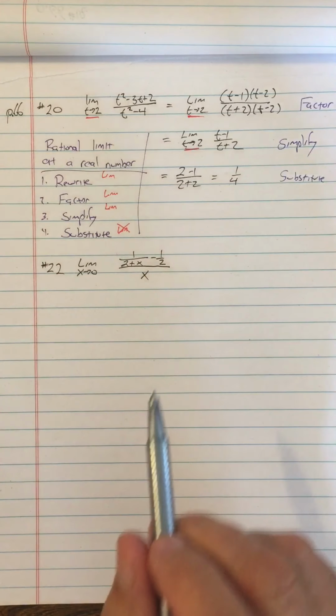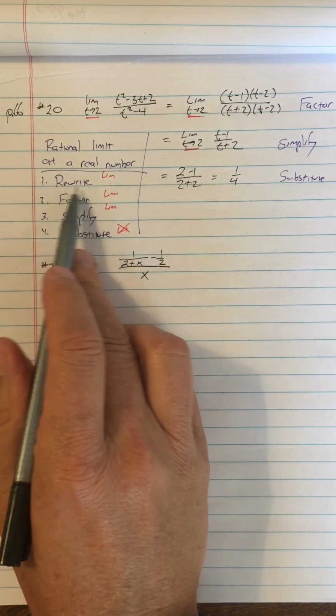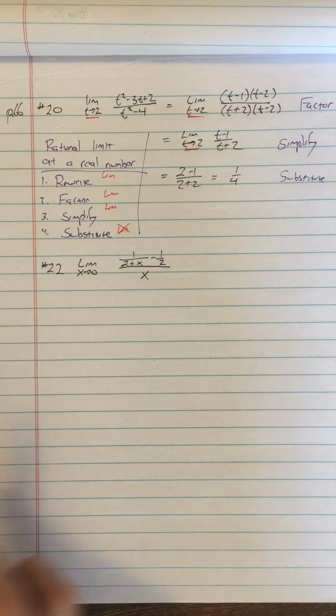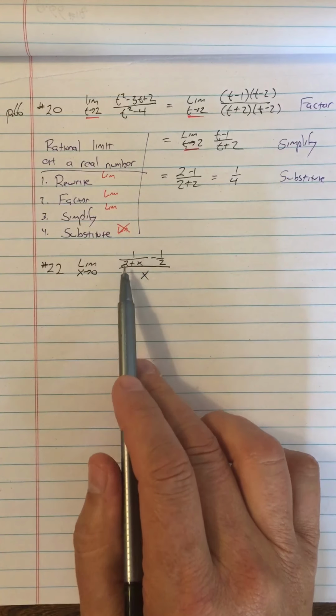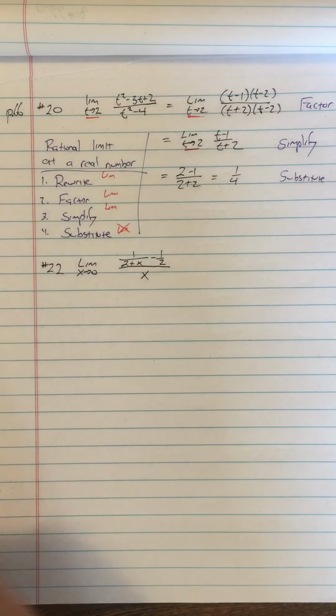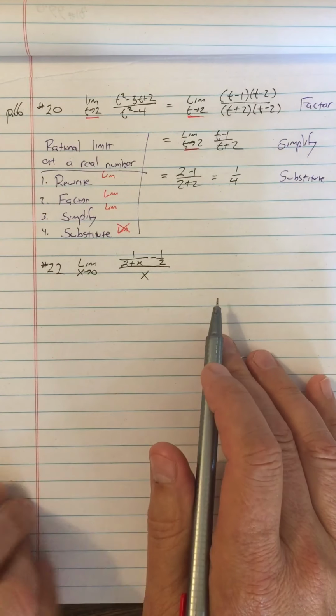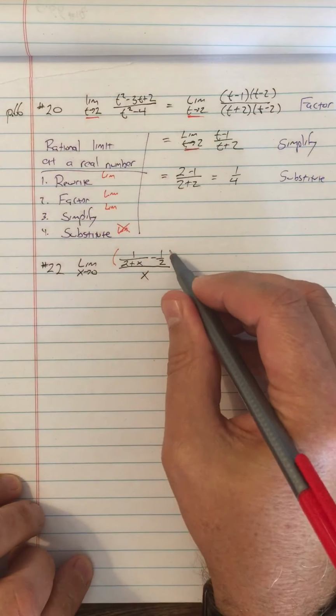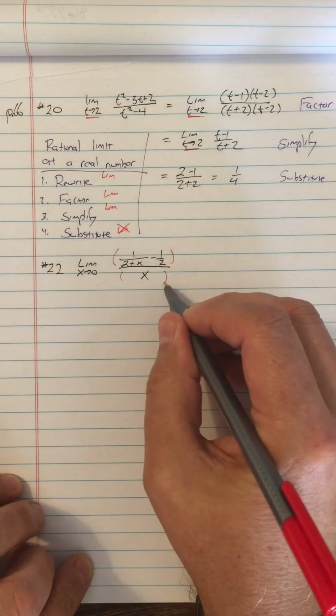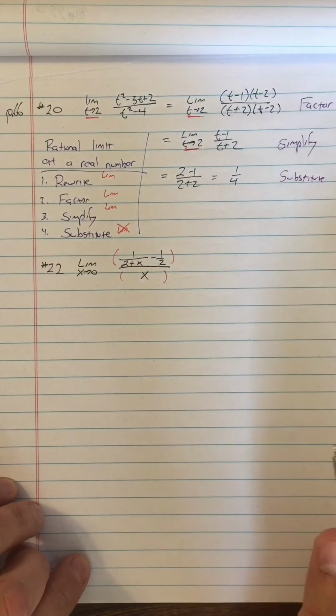So here's 22. Now this one, the rewrite step is actually going to take us a little bit of work. So I have limit as x approaches 0, 1 over 2 plus x minus 1/2 over x. It looks sort of complicated, but if you remember from your Algebra 2 and Pre-Calc, how do I simplify a compound rational expression? I multiply the top and bottom by the least common multiple of the extra denominators.